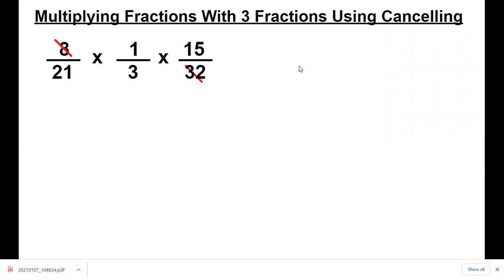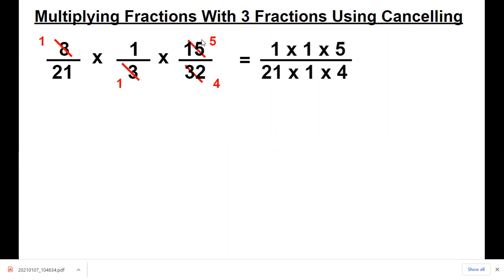So let's cross off the 8 and the 32. I can divide 8 into 32. How many times will 8 go into 32? 4 times. And then 8 into itself will go once. So I will change my 32 to a 4 and my 8 to a 1. Okay, now I'm going to do the 3 and 15. 15 divides by 3 nice and evenly, and 3 divides by 3 nice and evenly. So 15 divided by 3 is 5, and 3 divided by itself is 1. Is there anything else I can cancel, or am I done? I am done. So I'm going to write my new numbers.